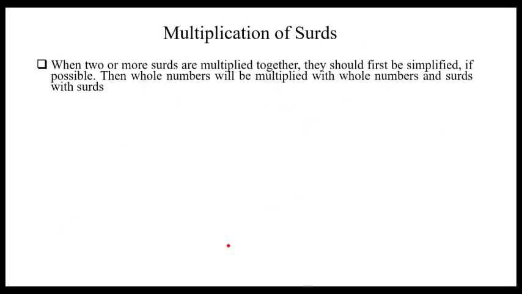Multiplication of surds. So when two or more surds are multiplied together, they should first be simplified, if possible. Then the whole number will be multiplied with the whole number, and the surd will be multiplied with the surd. Do you understand? So let's illustrate this with an example.